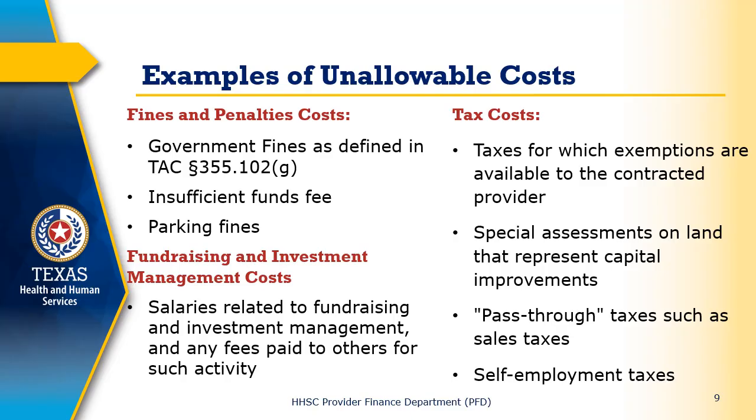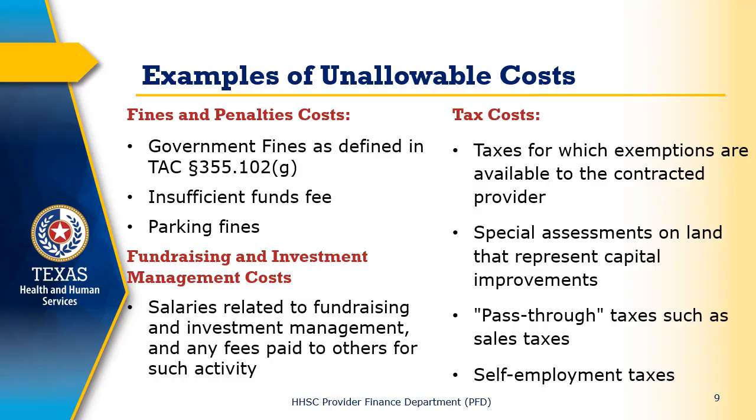Providers must recognize that salaries for fundraising and investment management are considered unallowable costs, meaning they cannot be included in the cost report. Notably, taxes for which exemptions are available to the contracted provider fall under this category of unallowable costs. Special assessments on land that contribute to capital improvements are also considered unallowable taxes. Pass-through taxes, such as sales tax, do not qualify as allowable costs in the context of contracted services. Furthermore, self-employment taxes are another example of unallowable taxes that must be adhered to according to state regulations. This list is not exhaustive.